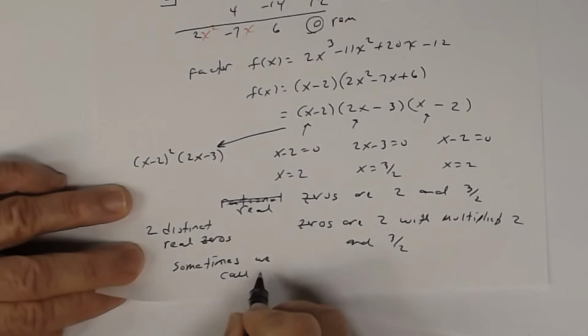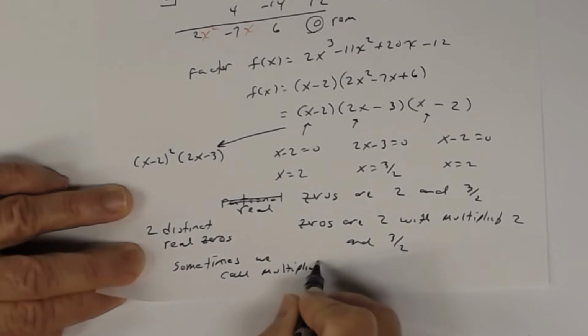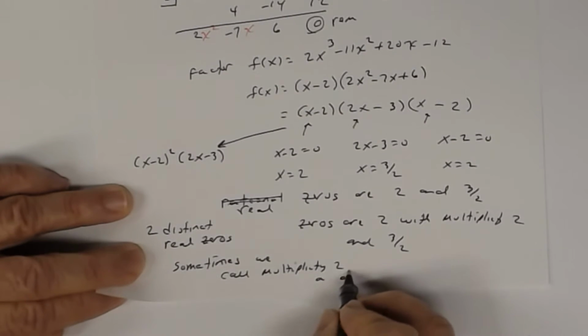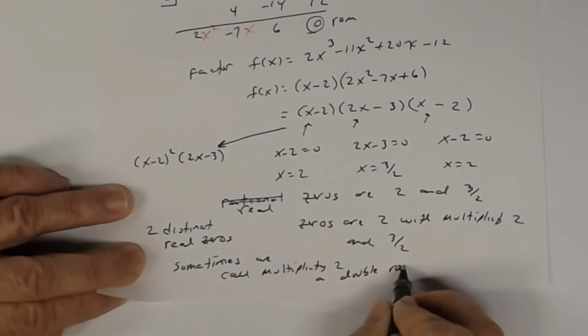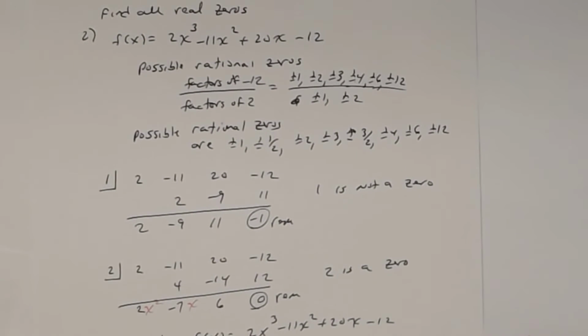Multiplicity 2, a double root. Okay. All right, so that was example 2.